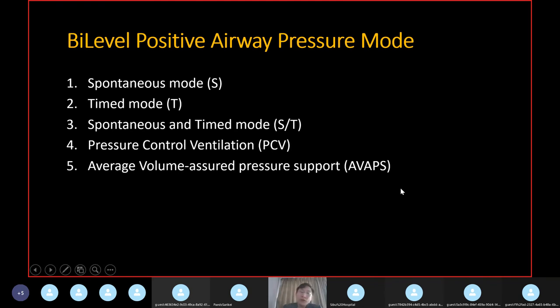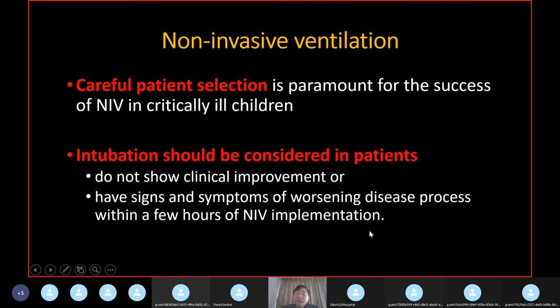So as a whole, when you talk about bilevel pressure, BiPAP, this is the mode that we commonly talk about, right? Okay. Very importantly, when you start someone on non-invasive ventilation, you need to carefully select the patient in order to ensure success, okay? We're going to look at some of the absolute or relative contraindications for patients with non-invasive ventilation, okay? And we always have to keep in mind that intubation should be considered in patients who do not show clinical improvement or have signs and symptoms of worsening disease within a few hours of NIV. So do not delay, okay?